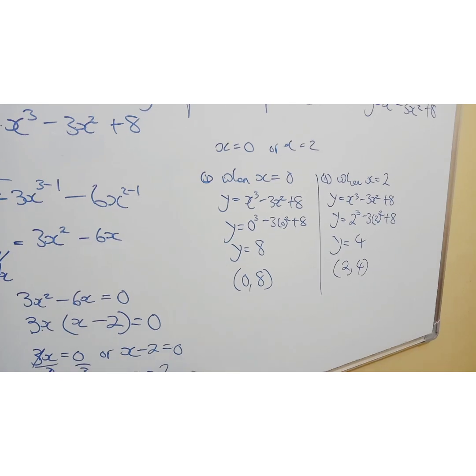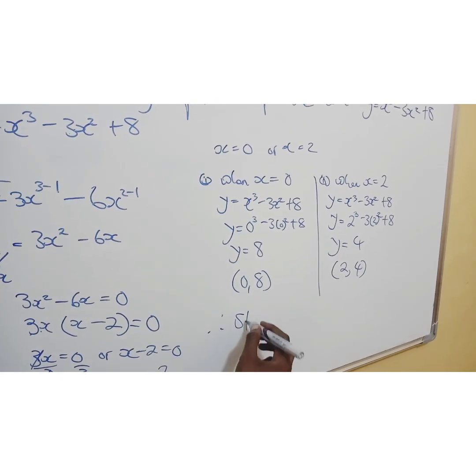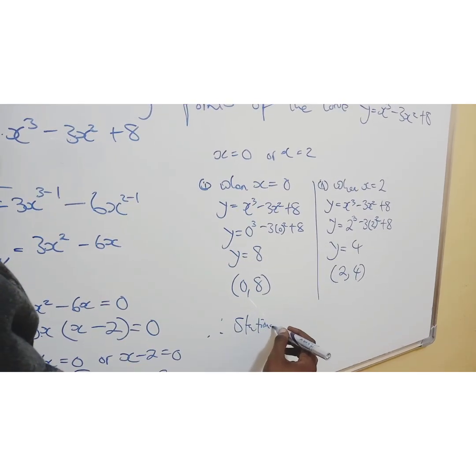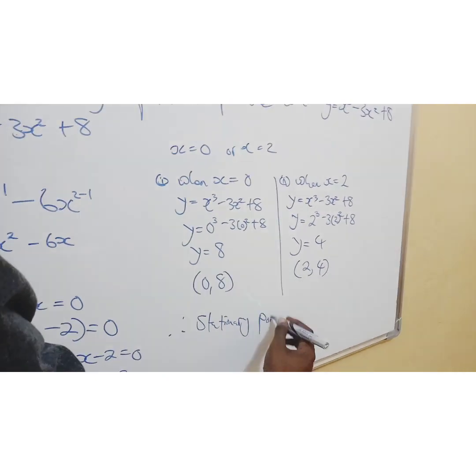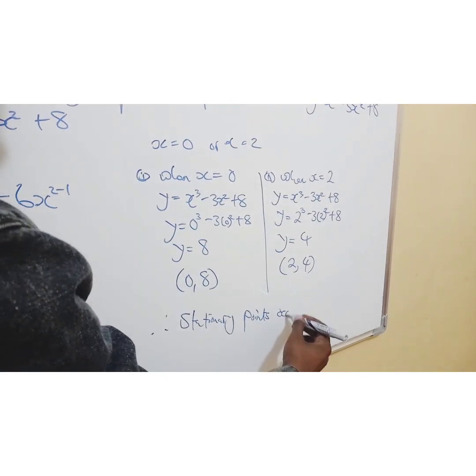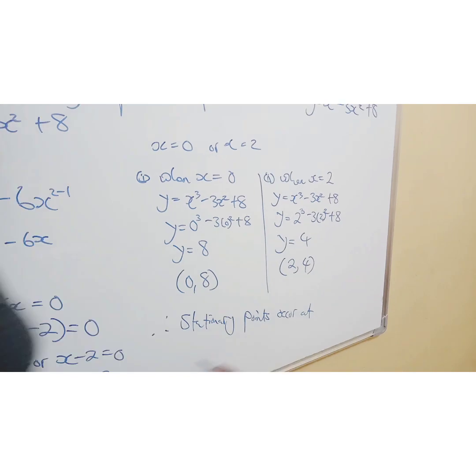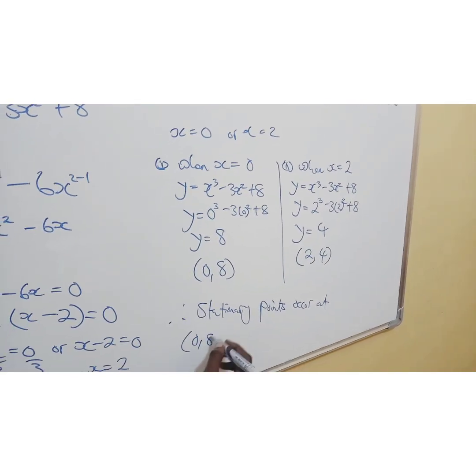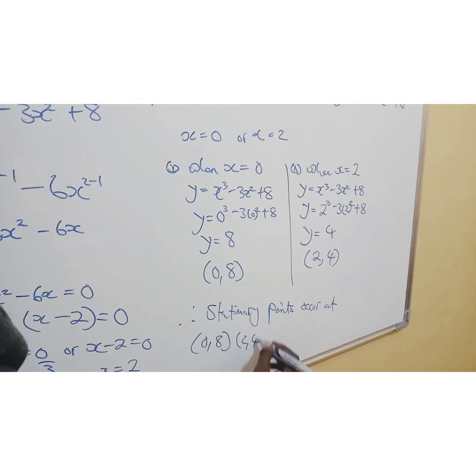So therefore, stationary points occur at (0, 8) and (2, 4). So that's it.